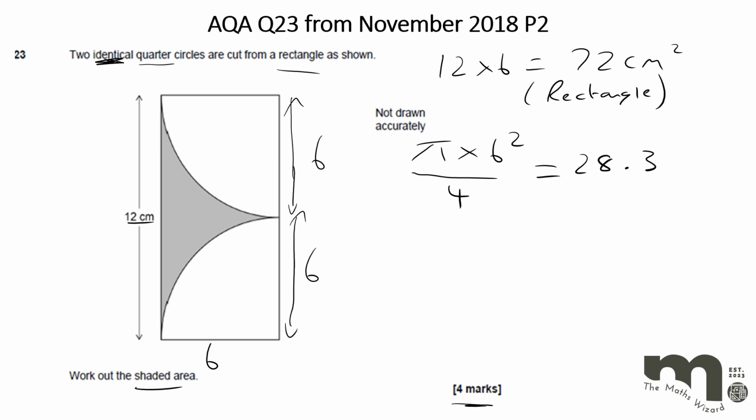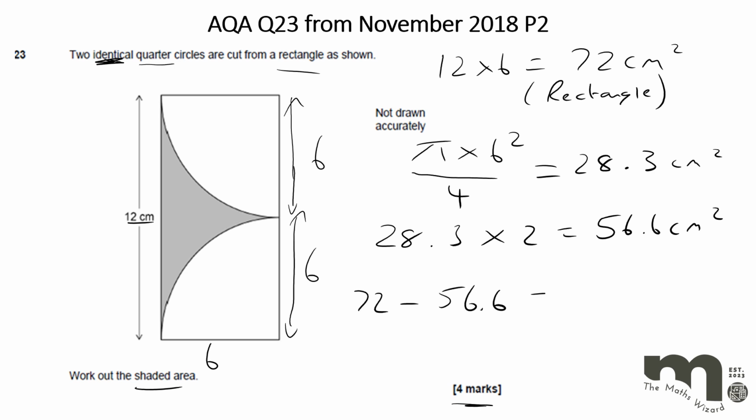Well, remember we've got two of these because we've got two quarter circles. So if we double that, so 28.3 times 2, it should give us 56.6 centimeters squared. So if we take that away from our 72, that's going to give us 15.4 centimeters squared, and that will be the area of just the shaded bit.